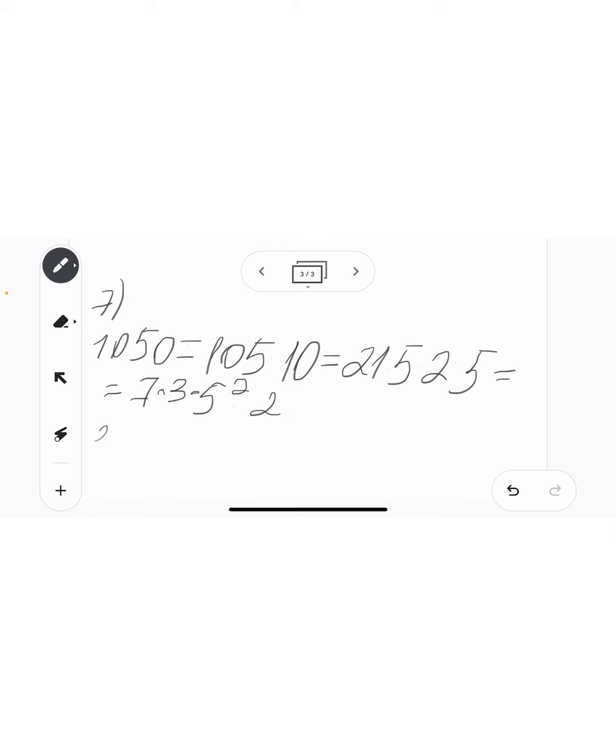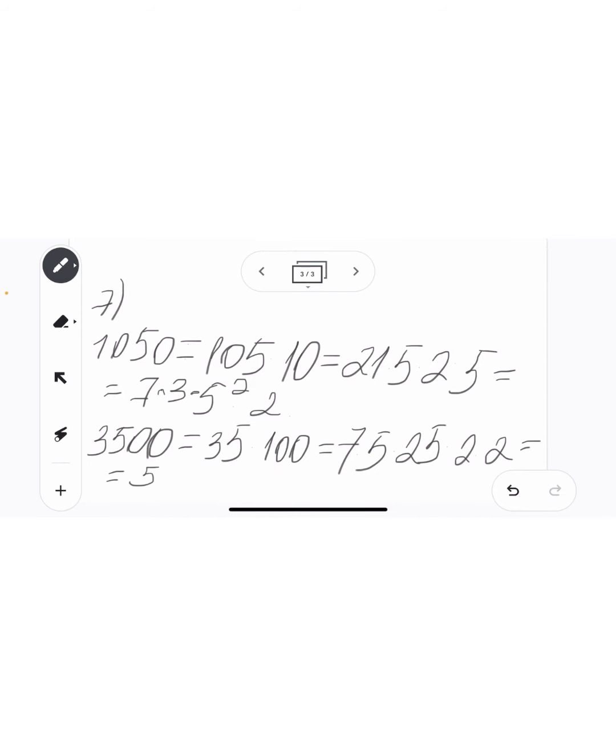The next one is 3,500. Obviously, we know it's 35 times 100. 35 is 7 and 5. And 100 is 25 and 4, or maybe 25 times 2 times 2. So we factorize it as 5 cubed, 2 squared, and 7.